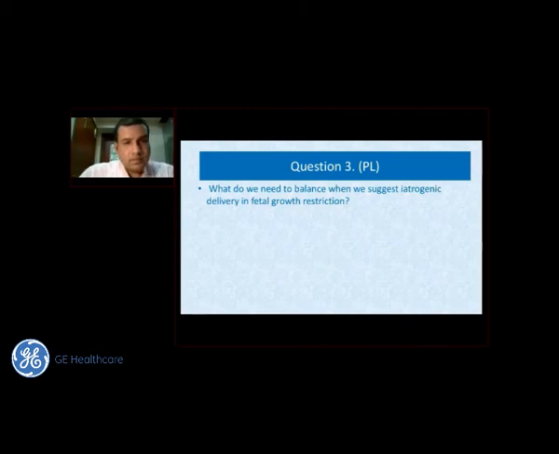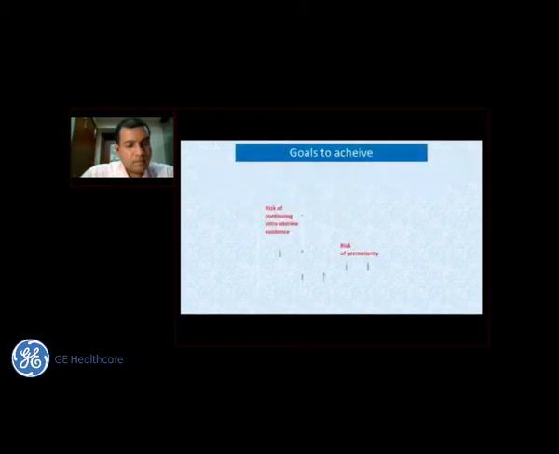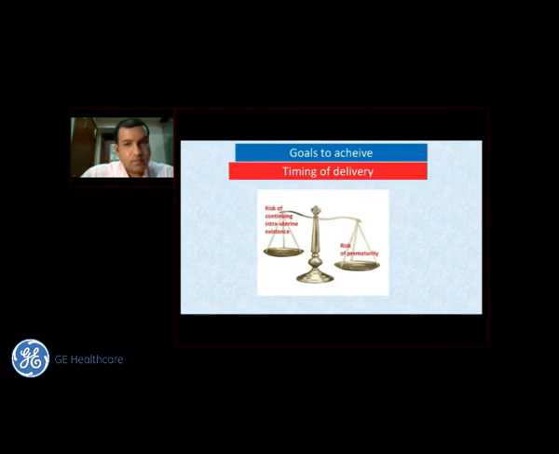So we need to balance when we suggest an iatrogenic delivery in fetal growth restriction. So all these things need to be taken into account when we really take this decision. So that is, on one side is the risk, and the other side is also a prematurity risk.